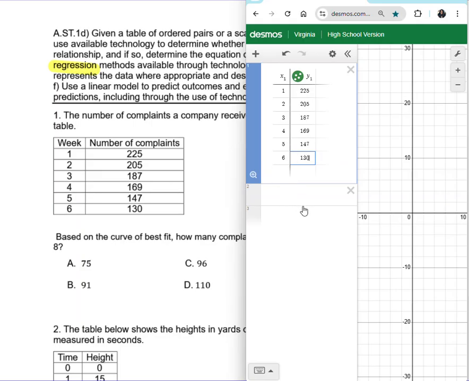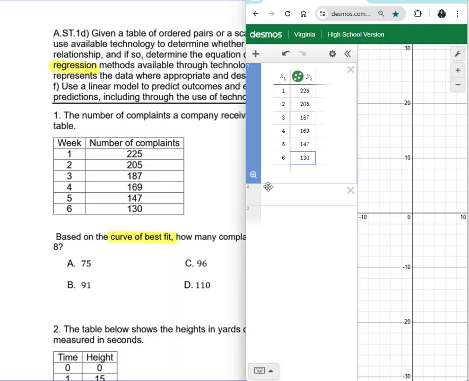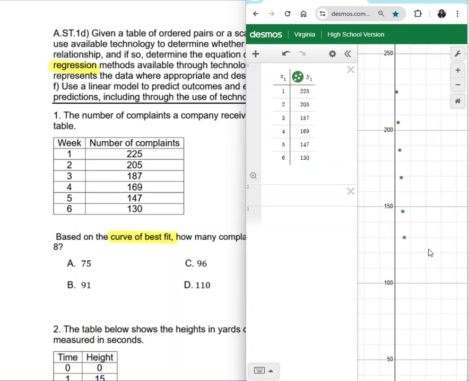Well, before I do that, how do you know this is what you're supposed to do? Some keywords that you'll see on your questions are, for example, "based on the curve of best fit." Whenever you see this curve of best fit, you know that's what I have to do in Desmos. Once you have this in Desmos, you don't know if it's a linear regression or a quadratic regression unless you look at the graph or the points and guess.